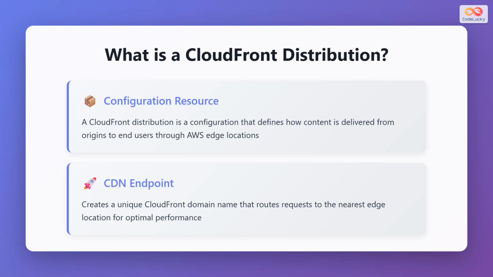Let's start by understanding what a CloudFront distribution actually is. A CloudFront distribution is a configuration resource that defines how your content is delivered from origin servers to end users through Amazon Web Services edge locations. Think of it as a set of instructions that tells CloudFront where to get your content and how to deliver it. When you create a distribution, CloudFront assigns it a unique domain name that serves as your CDN endpoint. This endpoint routes incoming requests to the nearest edge location, ensuring optimal performance for users regardless of their geographic location.